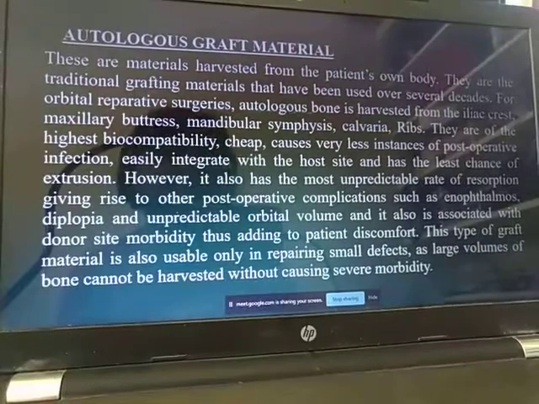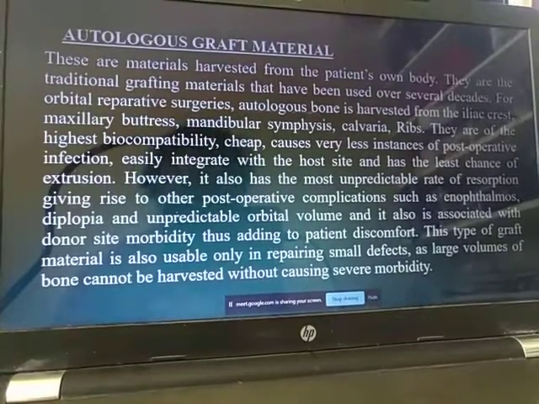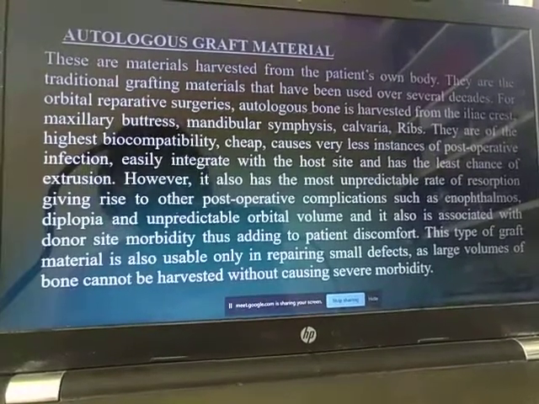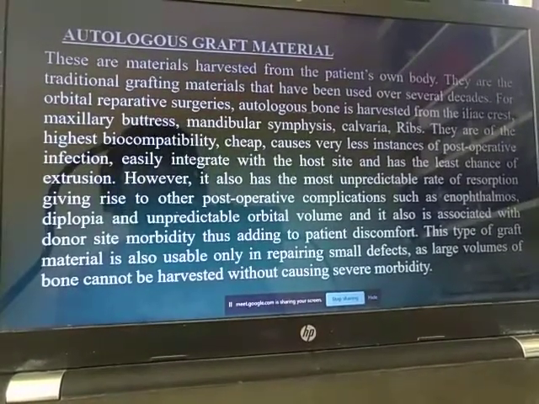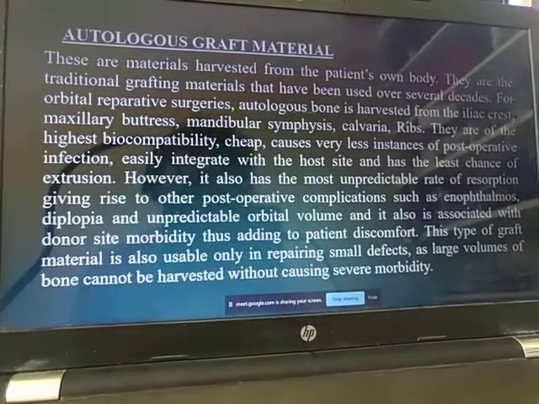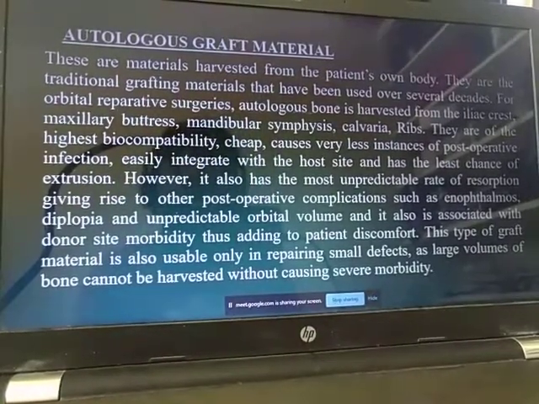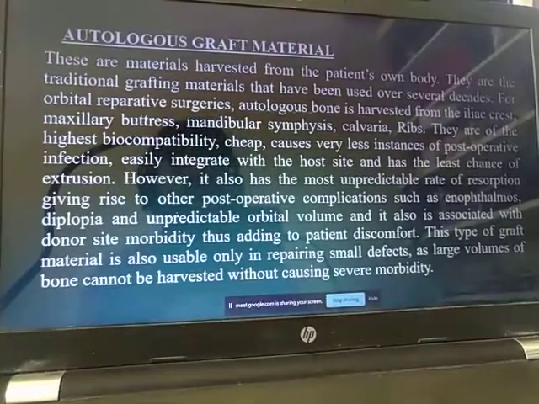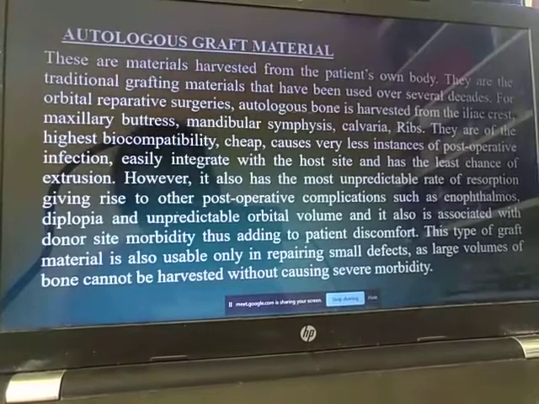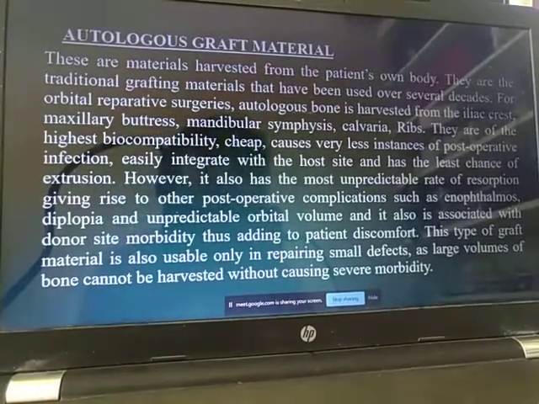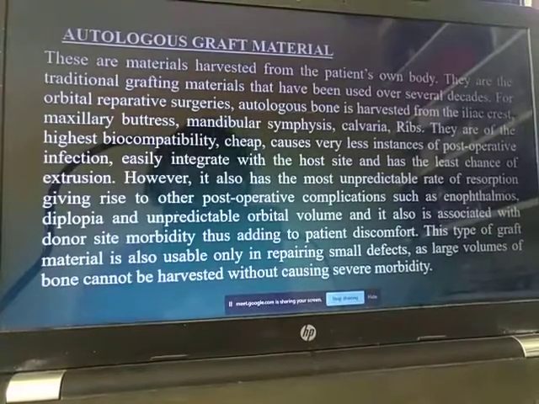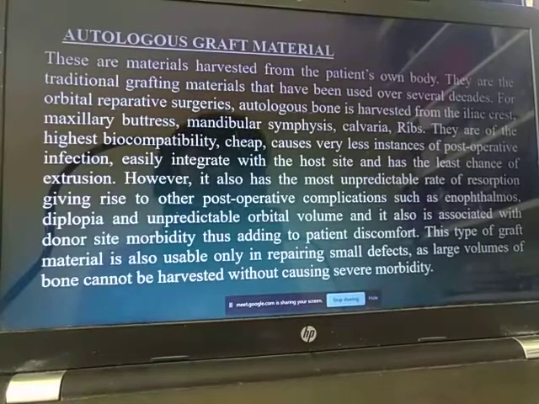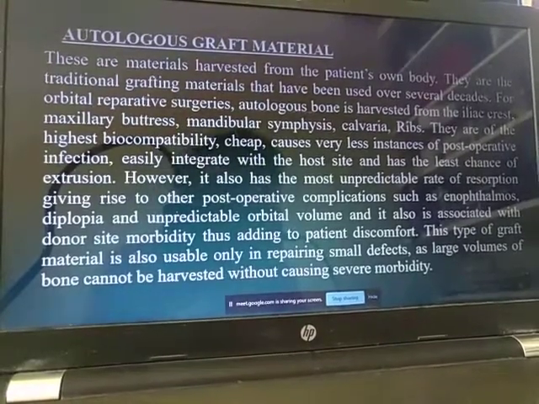So coming to autologous graft materials, we all know what autologous graft materials are. They are taken from the same patient. The donor and the host are the same patient. These materials are harvested from the patient's own body. They are the traditional grafting materials that have been used over several decades for various types of procedures, not just orbital trauma cases. For orbital reparative surgeries, autologous bone is harvested generally from the iliac crest, maxillary buttress, mandibular symphysis, or the calvaria and the ribs.